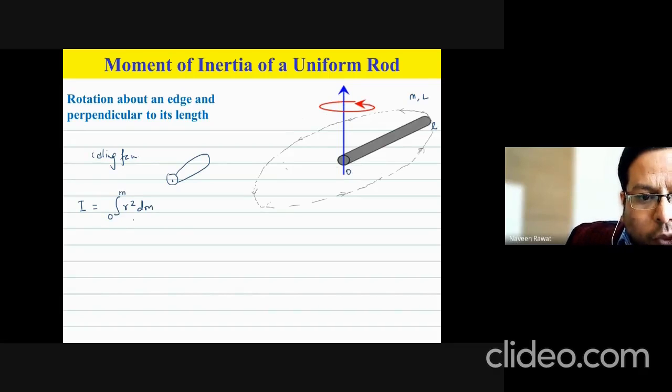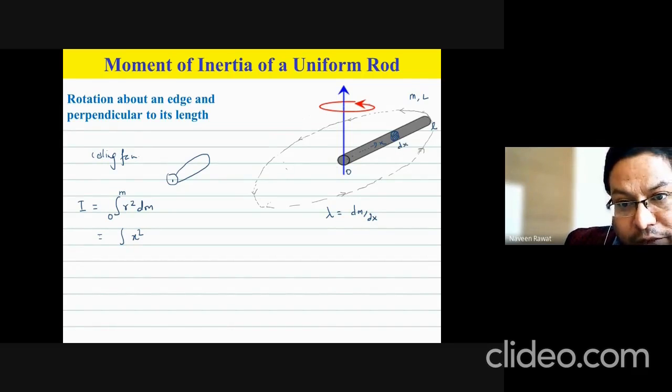Again we can place it along the x-axis. Then this can be converted into the integral of x square, where the r term becomes x, and instead of dm we can again use the idea that lambda is equal to dm divided by dx. So we can consider a small mass element here, such that it has some width dx, and if it has some width dx, then it has some mass dm.